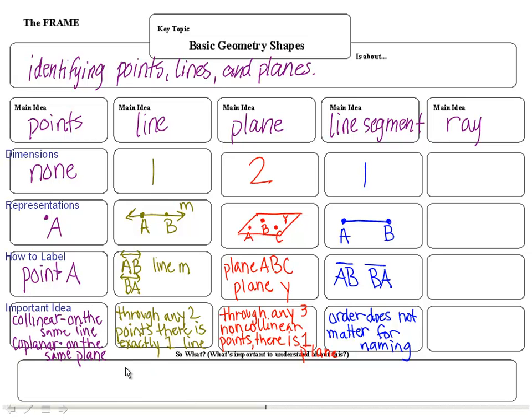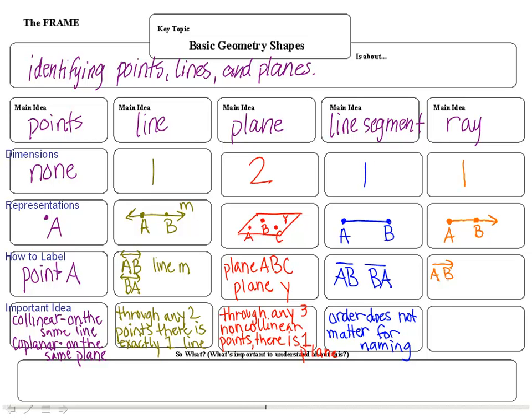And our final main idea here is ray. A ray has one dimension. It's like a portion of a line again. The difference here is there's going to be one endpoint, and then it's going to keep going in the opposite direction. So I'm going to put another point on here, B. So I will call this ray AB. And notice my A has to go first because that's the endpoint. So it has to go first in the name of the ray.